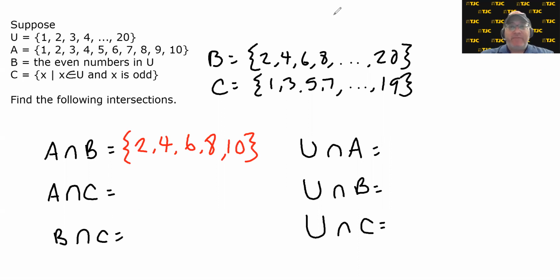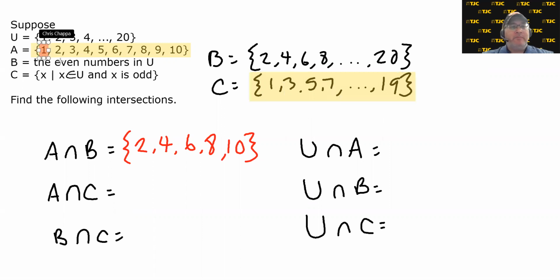Let's look at A and C. Set A still contains the numbers 1 through 10. Set C contains the odd numbers up to 19, because remember, our universe stops at 20. What is their intersection? I invite you to pause the video and see if you can write it down. I'm going to be highlighting them here in just a moment.